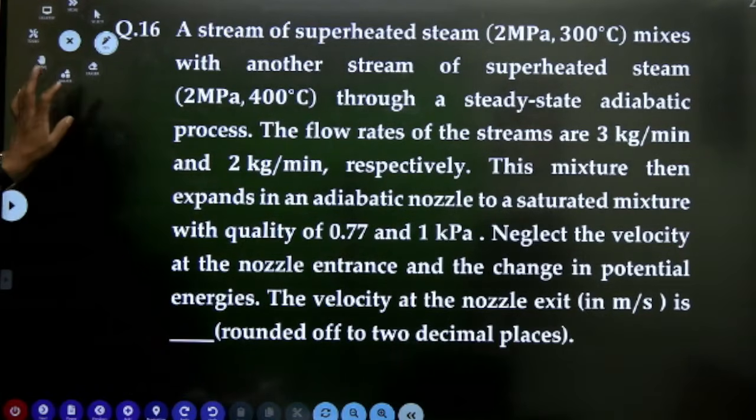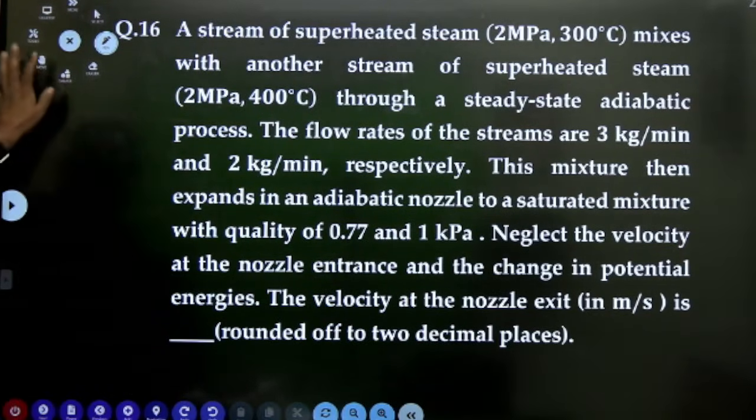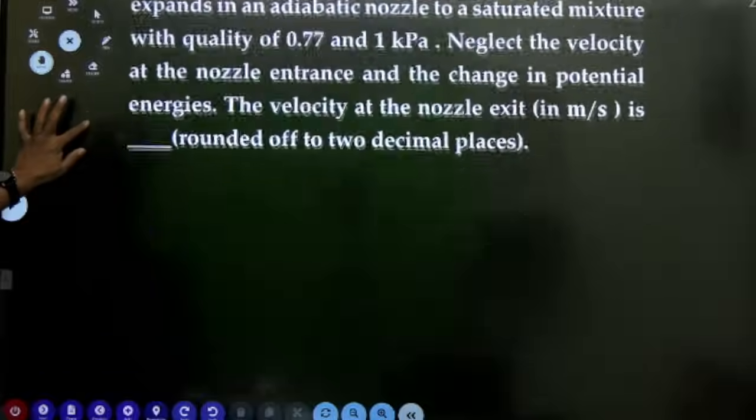Must question hai sir. This question is very good question. एक बार मैं कर देता हूं sir. Actually, what is he talking about?